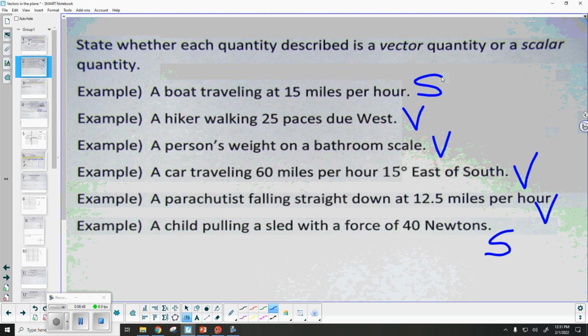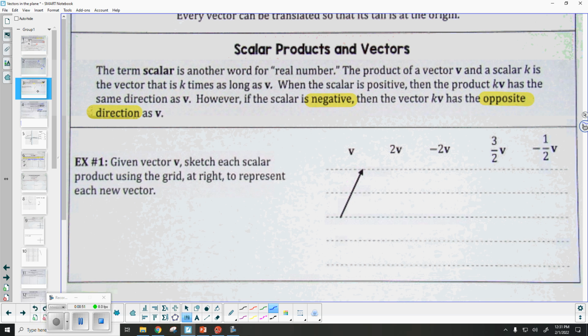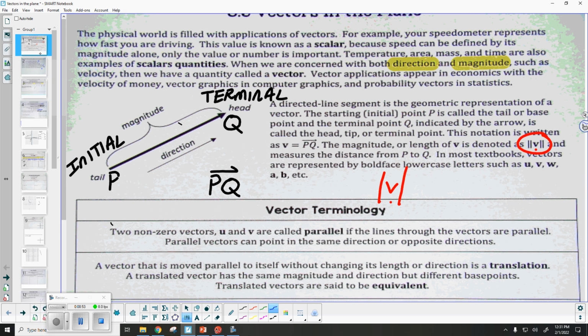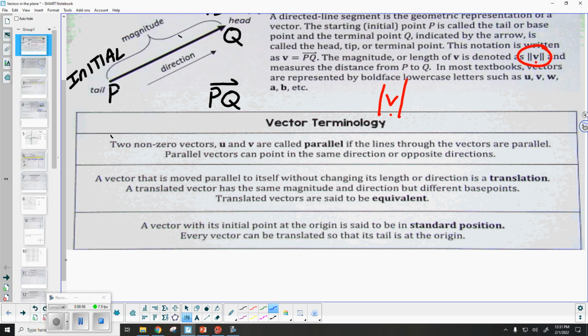Acceleration due to gravity is a vector. Okay. All right. Now we got some more terminology here.